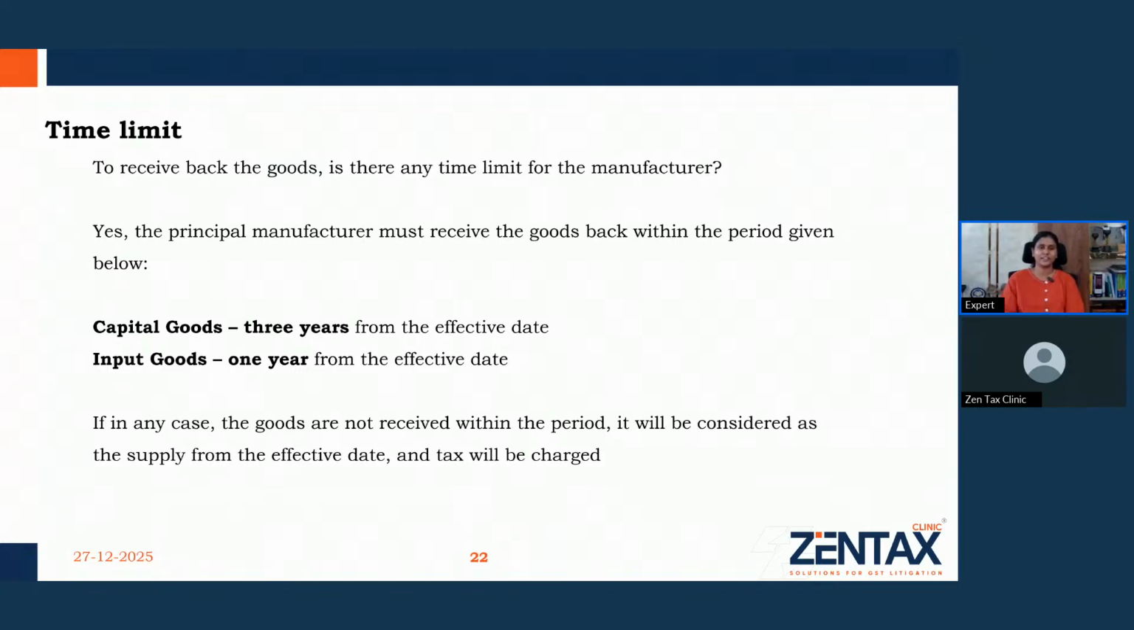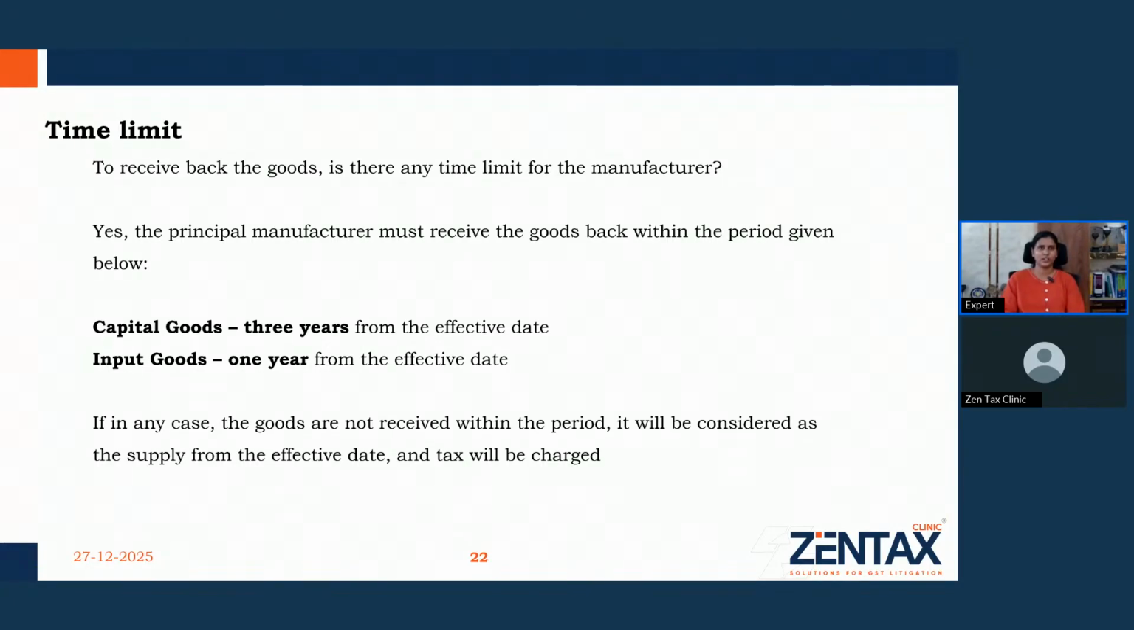If it is an input goods, that is goods other than capital goods, then such goods should be returned back within 1 year from the effective date. We will see the effective date separately. If in any case the goods are not received within the prescribed period, then this will be considered as supply from the effective date and tax will be charged.